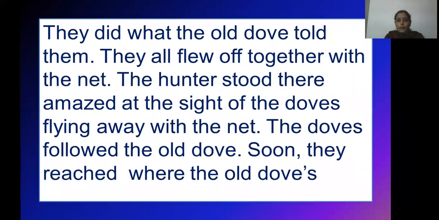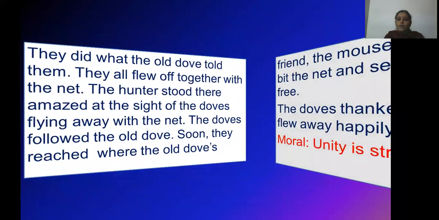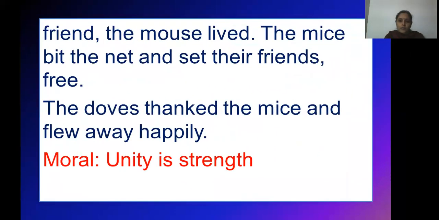They did what the old dove told them. They all flew off together with the net. The hunter stood there amazed at the sight of the doves flying away with the net. The doves followed the old dove. Soon they reached where the old dove's friend, the mouse, lived. The mice bit the net and set their friends free. The doves thanked the mice and flew away happily. Moral of the story is unity is strength.